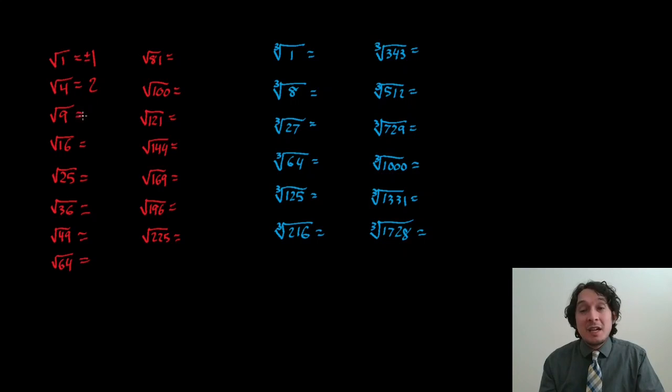Likewise, the square root of 9, that's 3 times itself, and so that means that the square root of 9 is 3. And of course, let's not forget that it could be the positive version or the negative version for all of these. So let's go ahead and finish off this list.